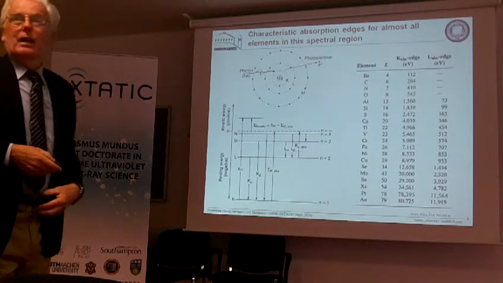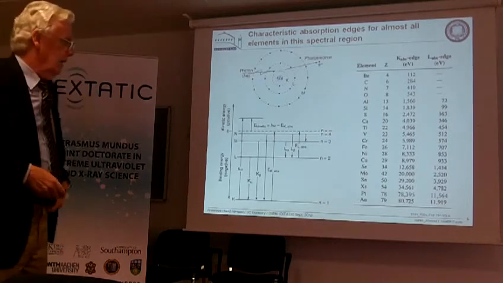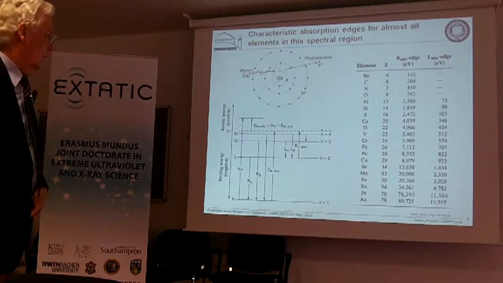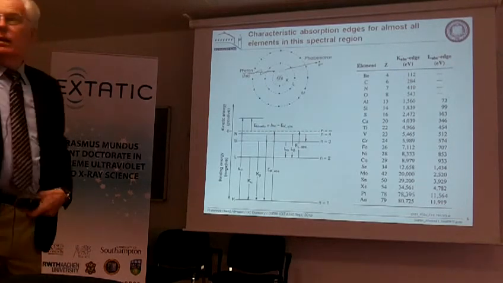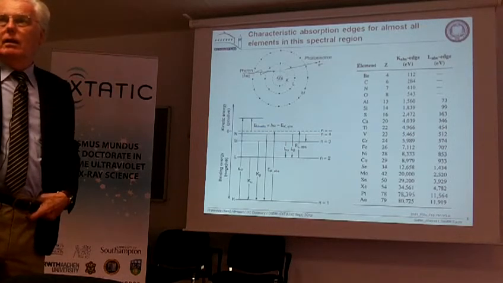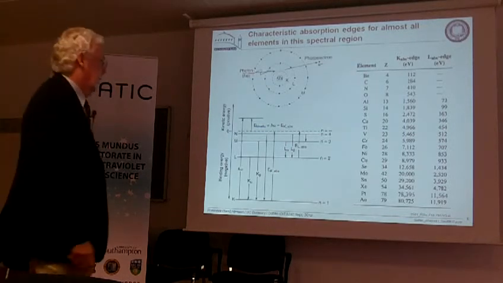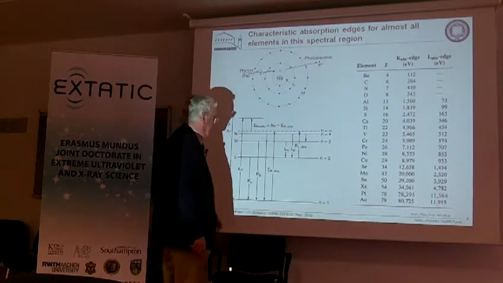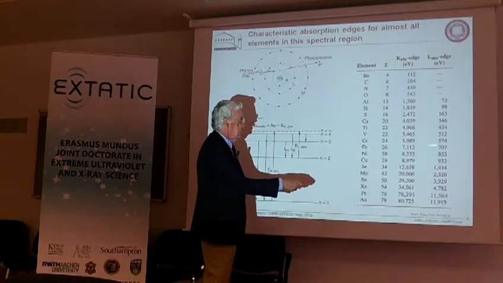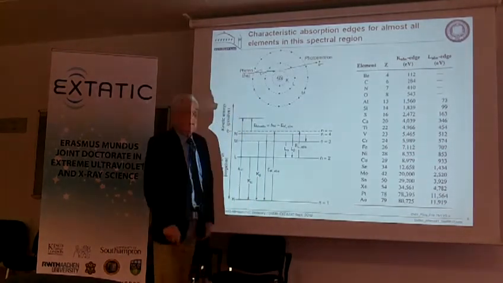Can I ask a question? Yeah, please. Is there a simple explanation as to why there's roughly an order of magnitude factor of 8, 10, 12 between the K edge and the L edge? You're right. It's roughly an order of magnitude between the two. And why is that?